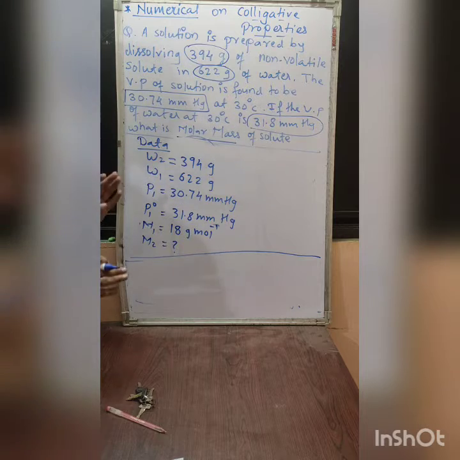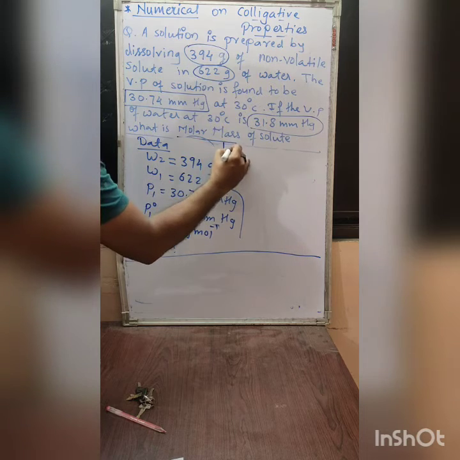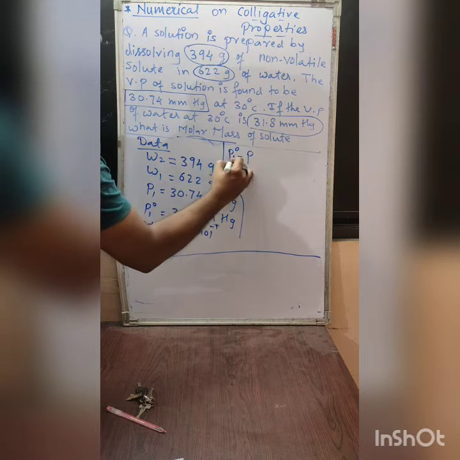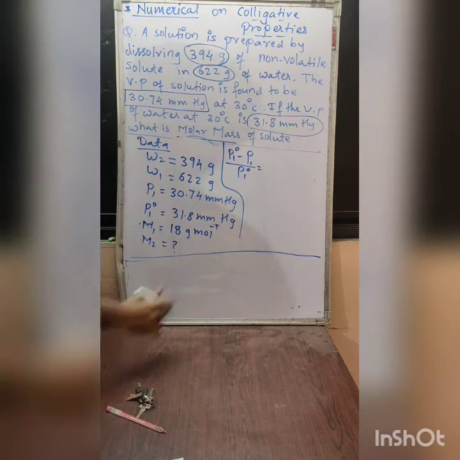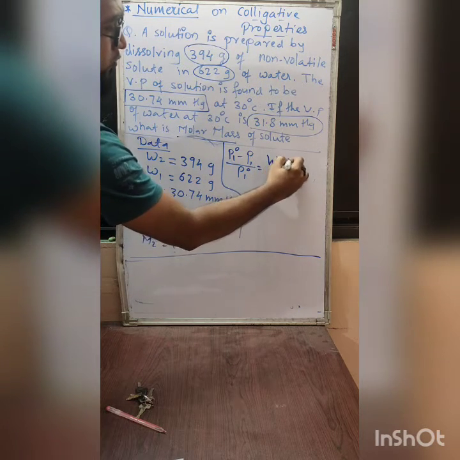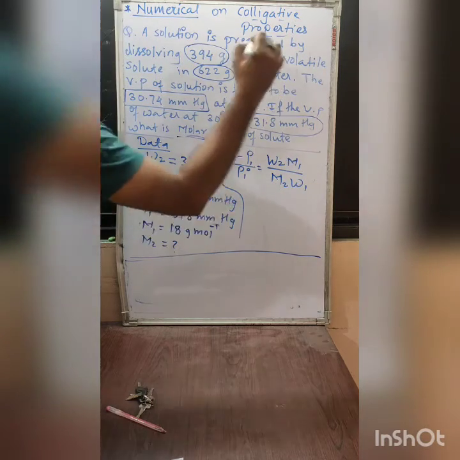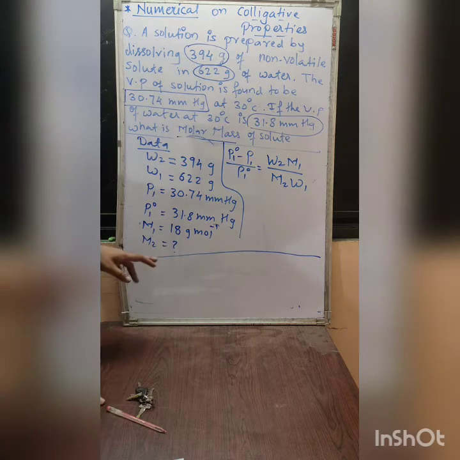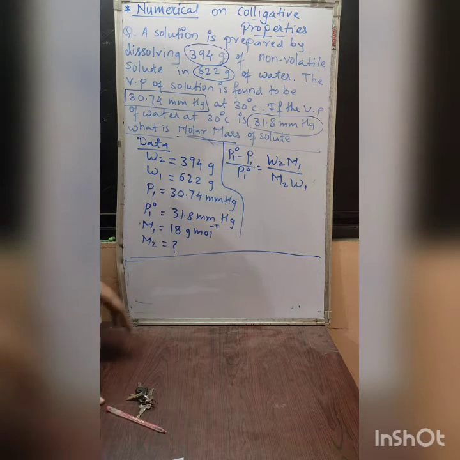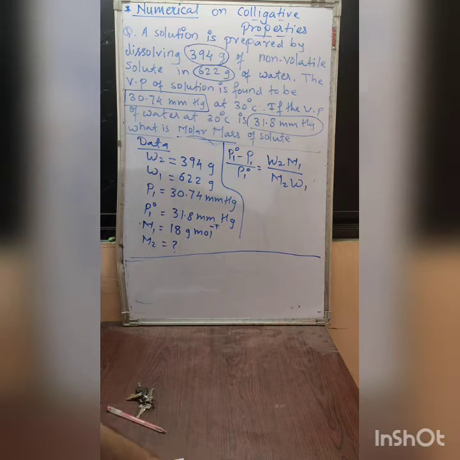So here the formula we are using is (P1⁰ − P1) upon P1⁰ is equal to W2 M1 upon M2 W1. We use this formula to solve the numerical, in which we have been asked to find the molar mass of the solid. All the values are given, so we have to substitute them in this formula. So we go on to the substitution.